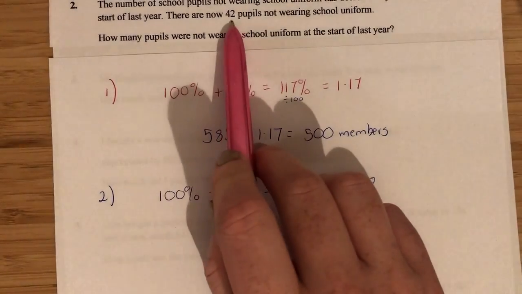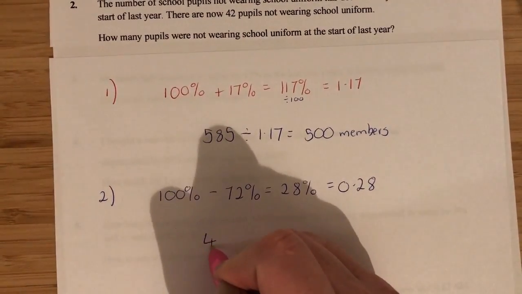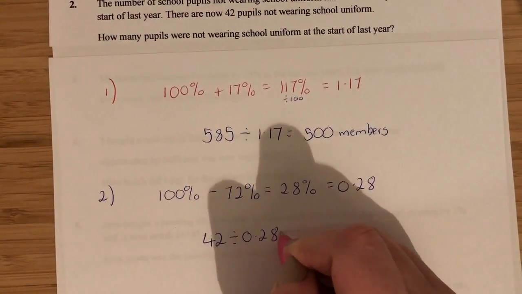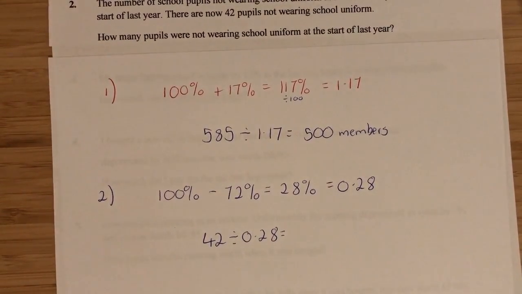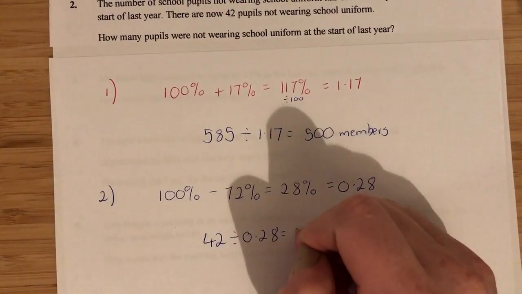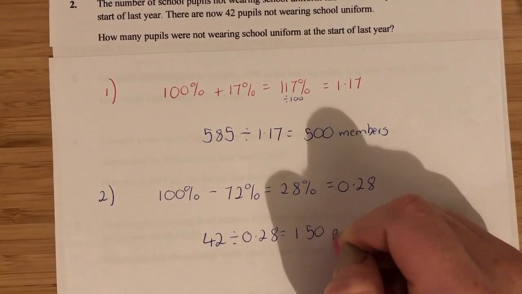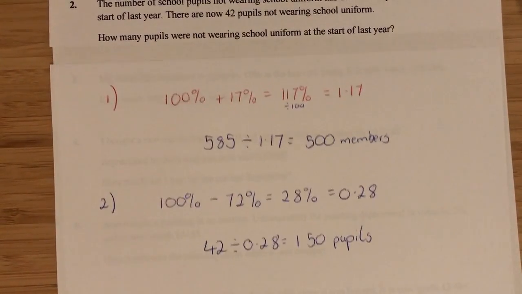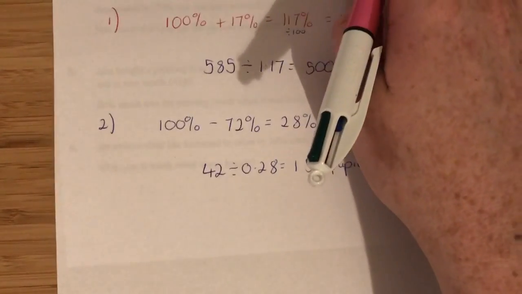So there are now 42 pupils. 42 divided by 0.28 equals 150 pupils. That's it. I'm going to do one more.